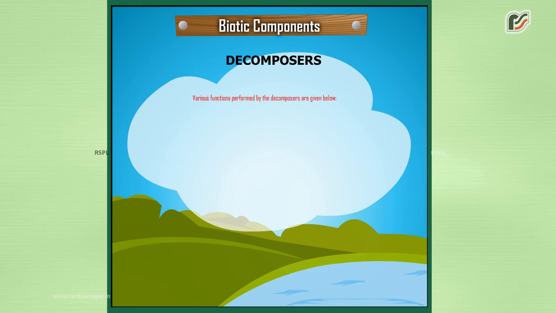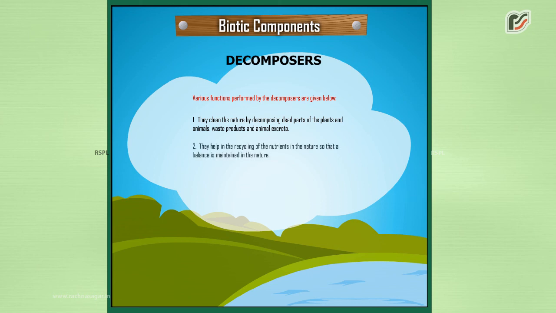Various functions performed by the decomposers are given below. 1. They clean the nature by decomposing dead parts of the plants and animals, waste products, and animal excreta. 2. They help in the recycling of the nutrients in the nature so that a balance is maintained in the nature. 3. They replenish various minerals and nutrients in the soil, as a result of which fertility of the soil increases.